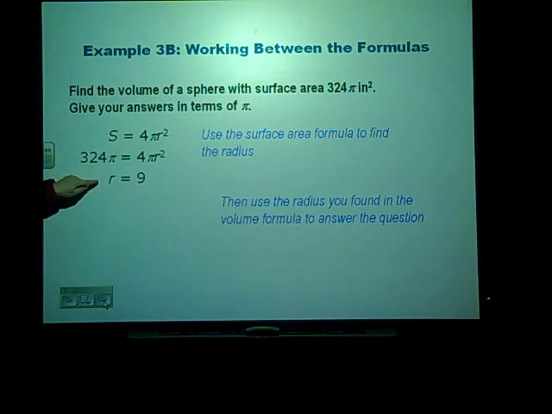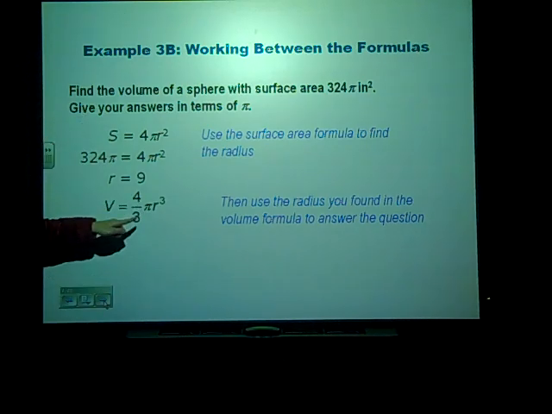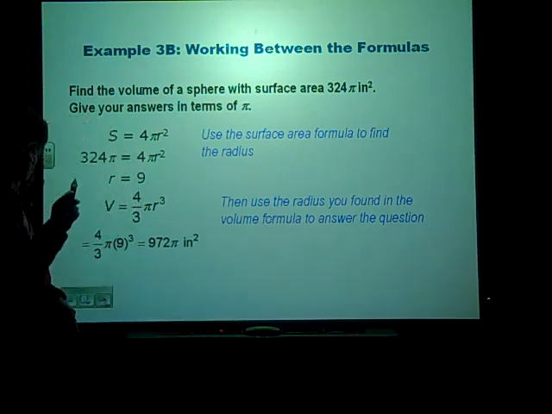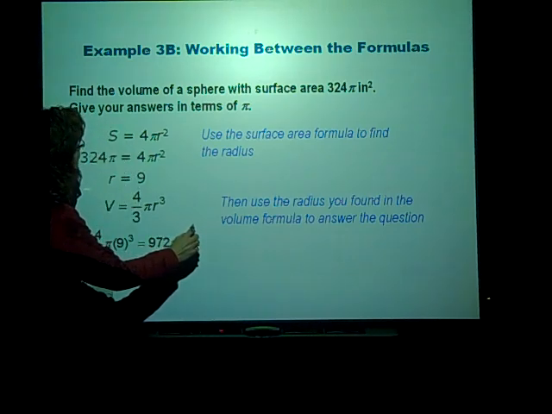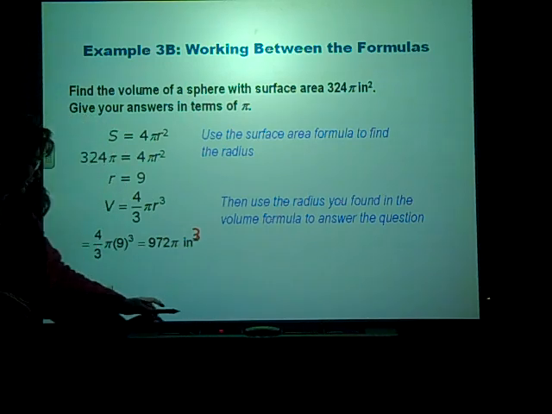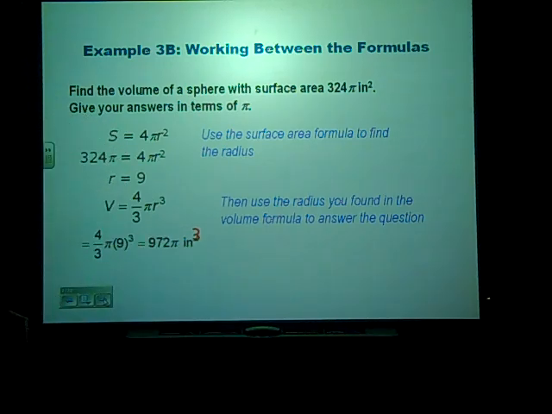Okay? Now that I know that from my surface area formula, I can just plug that into my volume formula, put in 9 here, and 9 cubed times 4 divided by 3 is 972 pi, and it's volume, so another typo of mine, if it's volume, my inches have to be cubed, don't they? So figured I better fix it now before you told me about it in class.